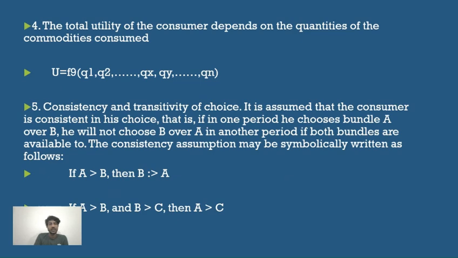Point number 5: consistency and transitivity of choice. It is assumed that the consumer is consistent in his choices. That is, if in one period he chooses bundle A over B, he will not choose B over A in another period if both bundles are available. This consistency assumption may be symbolically written as follows: if A is preferred to B, then B is not preferred to A.